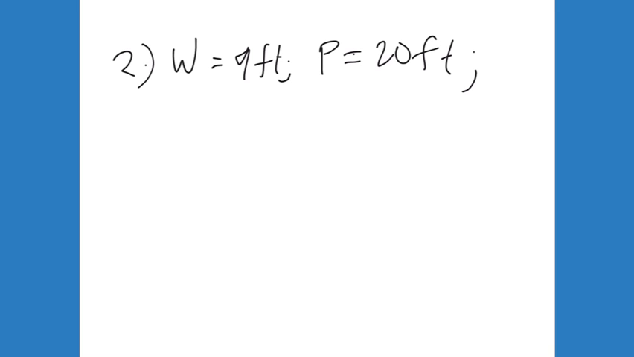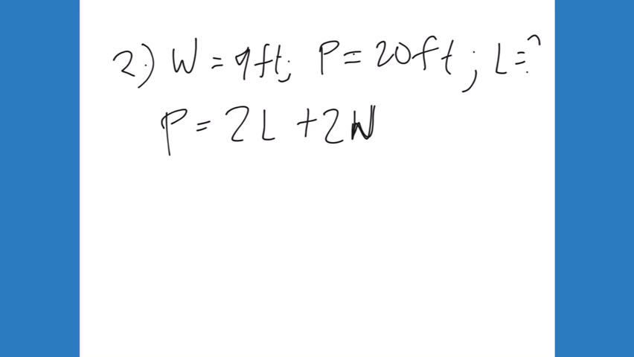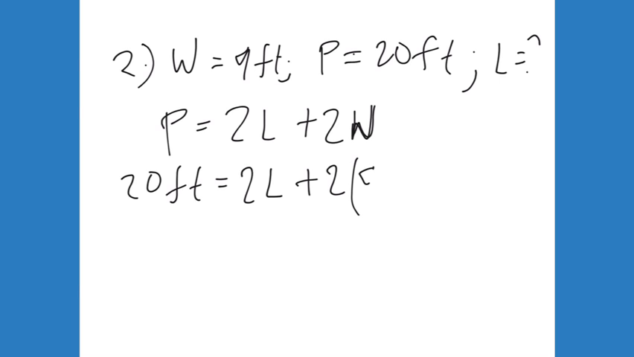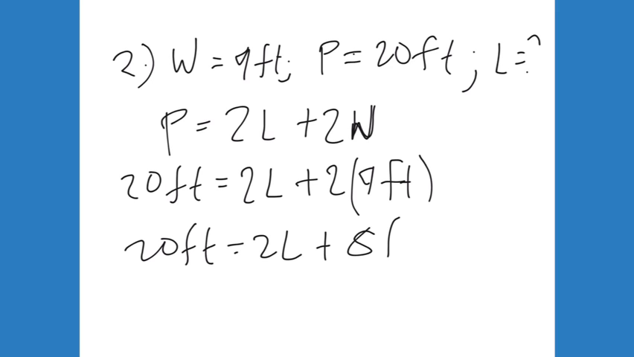Another example. If the width of a rectangle is 4 feet, then the perimeter is 20 feet. Then what is the length? So using the formula, P is equal to 2L plus 2 width or 2W. Then the perimeter of a rectangle, 20 feet, is equal to 2L plus 2 times the width, which is 4 feet. Then 20 feet is equal to 2L plus 8 feet.